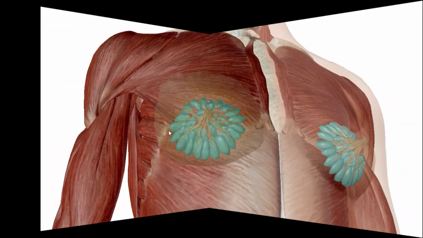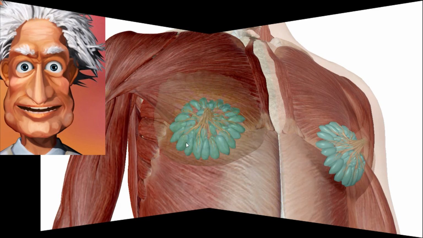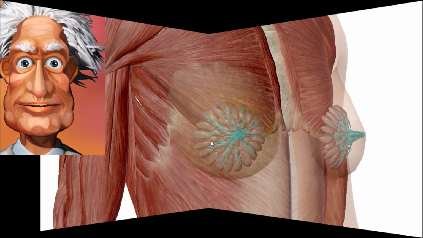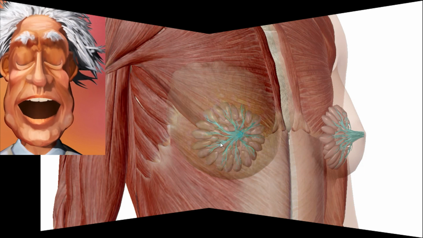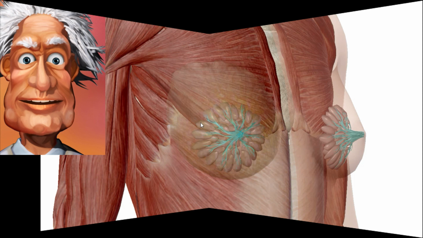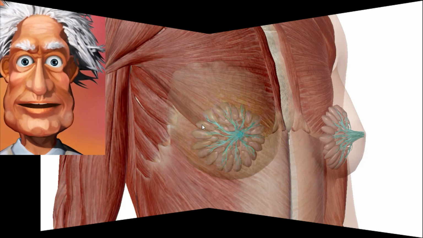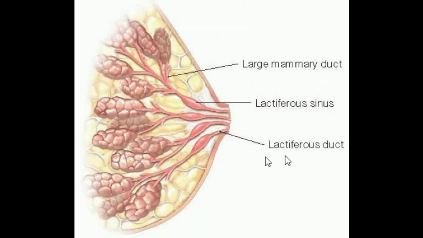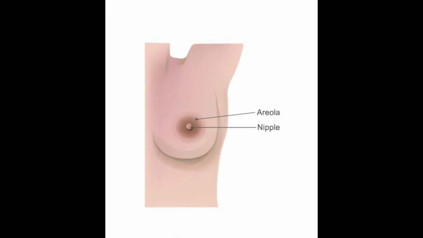So here are lobules, and inside them are the alveoli, and now here you can see these pipe-type structures. These are called lactiferous ducts. The alveoli present inside lobules open into the lactiferous ducts, through which milk flows up to the nipple. Now here you can see the lactiferous duct. 15 to 20 such lactiferous ducts converge towards the areola. Do you know the areola? The areola is the circular dark area surrounding the nipple.